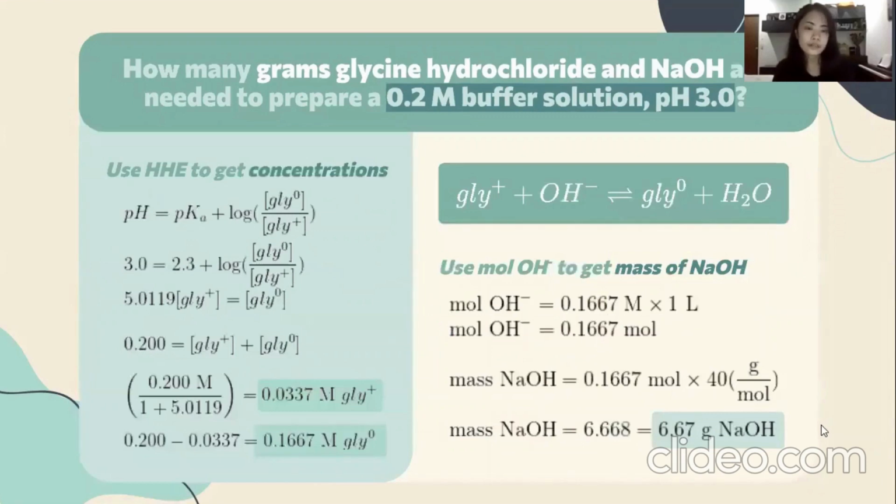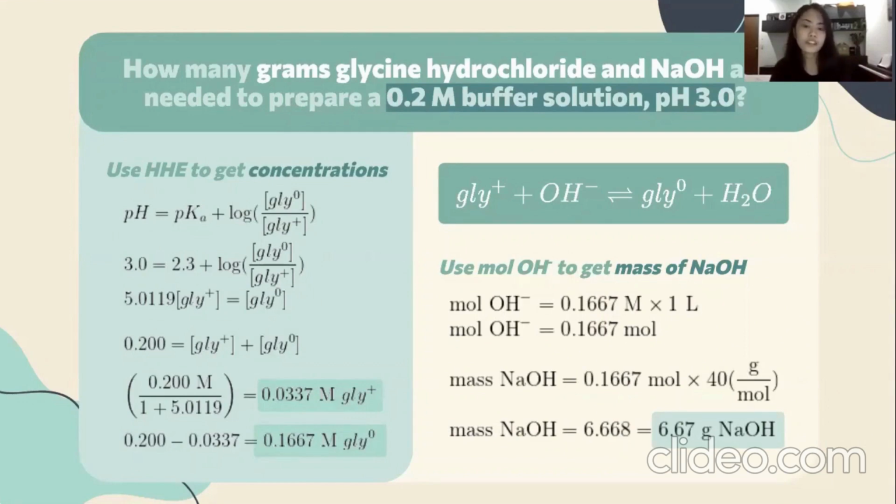Then the Henderson-Hasselbalch equation is used to get the ratio and then the concentrations of the species, with neutral glycine as the conjugate base and positively charged glycine as the weak acid. Inputting 3.0 and 2.3, that gives us 0.0337 molar protonated glycine and 0.1667 molar neutral glycine.